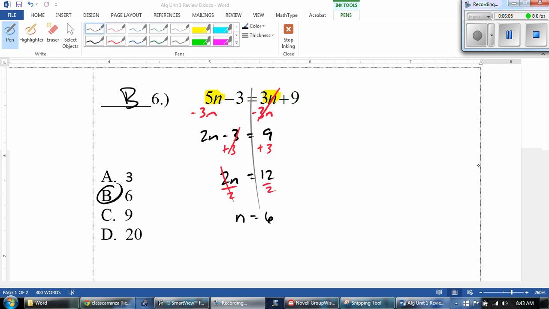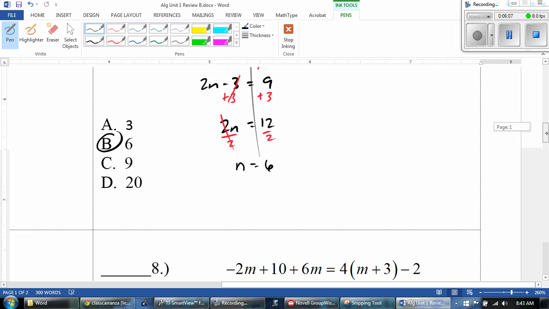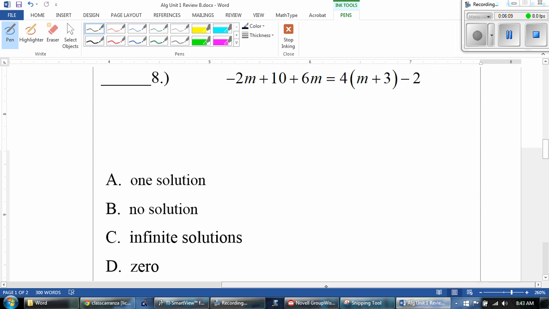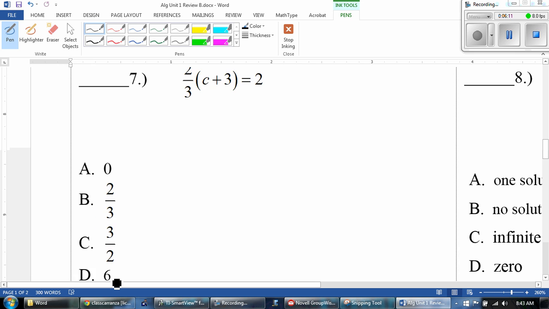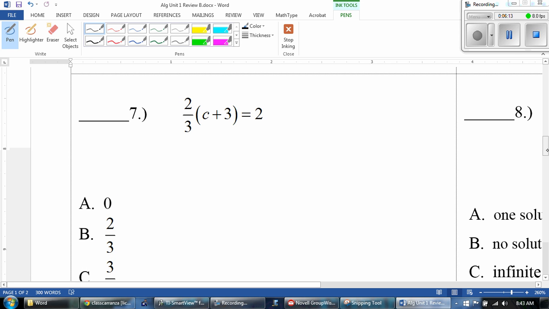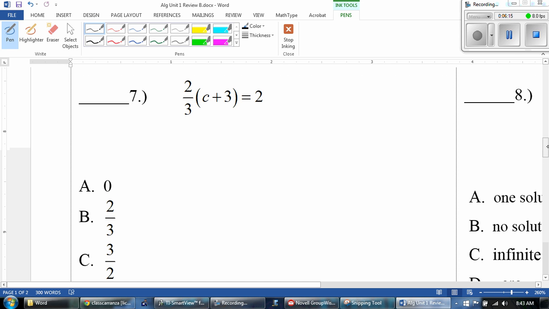Okay, so let's go ahead and move on to the next one. Once again, don't be scared, okay? We need to distribute. We get 2/3 C plus, remember we can multiply the top. 2 times 3 is 6. 6 divided by 3 is 2.